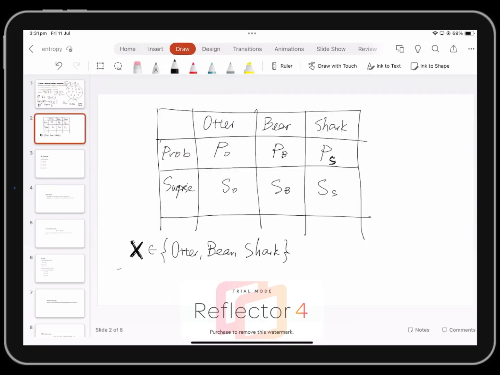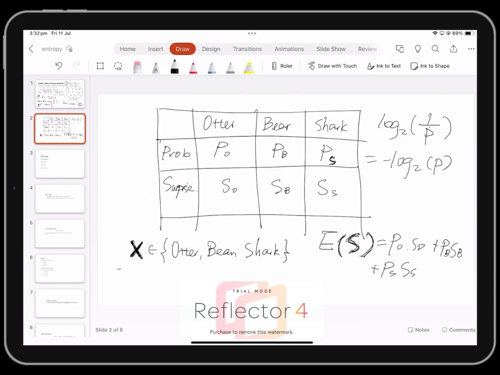So let x be a random variable, and it belongs to the set otter, bear, and shark. Then the expected value of surprise is given by, right? It's just a simple expectation calculation. But remember, our surprise function is defined as logarithm of 1 on top of p, and it equals minus logarithm p. So another fancy way to write the expected value of surprise is summing up. It's the same as the total entropy.